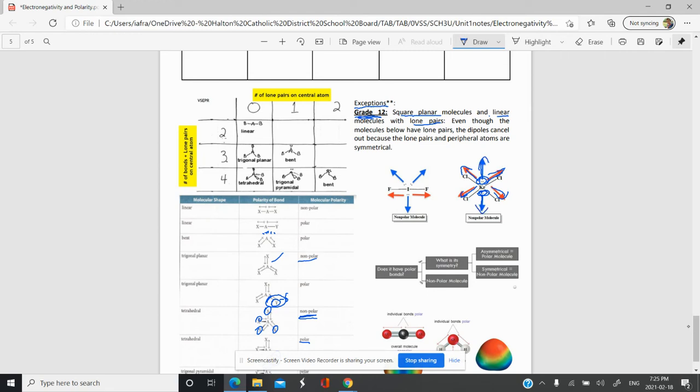And it's kind of the same idea with this linear molecule over here. These ones cancel out here, and these lone pairs actually cancel each other out, going in those different directions as well. So those are the main exceptions that you can remember if you do come across them in a worksheet or in an extra practice problem you do, but they're the main exceptions.